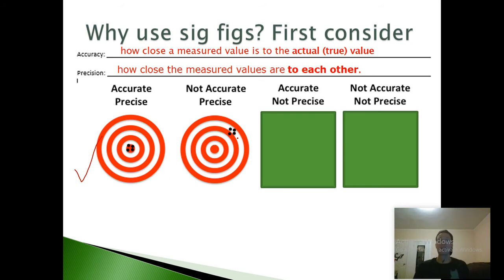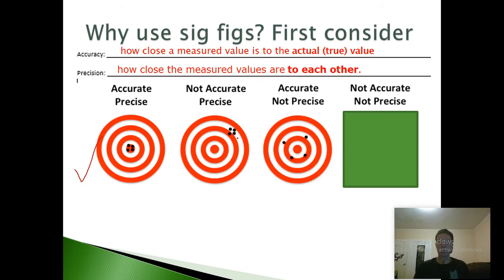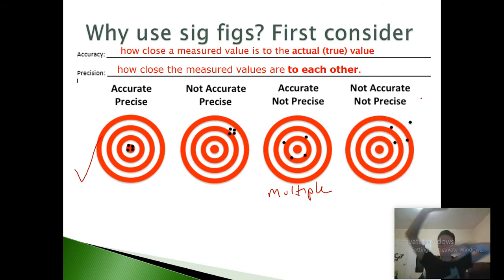Now, if you're accurate but not precise, your answers might be kind of around the bullseye. And the reason why a lot of times in lab you might do multiple trials is to account for that. If you took an average of this, you would probably end up pretty close to the bullseye. And then if you're neither accurate nor precise, your attempts are going to be everywhere.